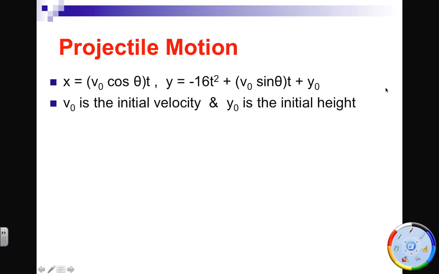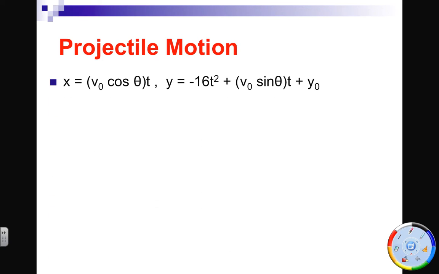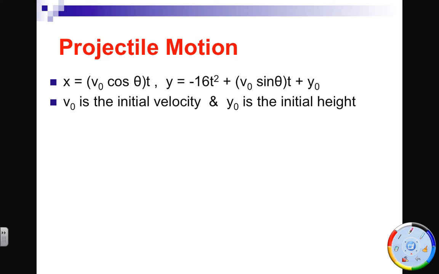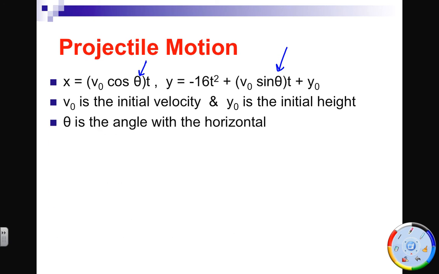Well, it might be a good idea to know what some of these things are. V sub 0 is what we call the initial velocity, and y sub 0 is the initial height. So you're going to be given an initial velocity, an initial height, and a theta. So look, you never get away with trig. You're never going to leave trig, by the way. And theta is the angle made with the horizontal. So like if you hit a baseball, it goes at a certain angle from when you hit the ball.